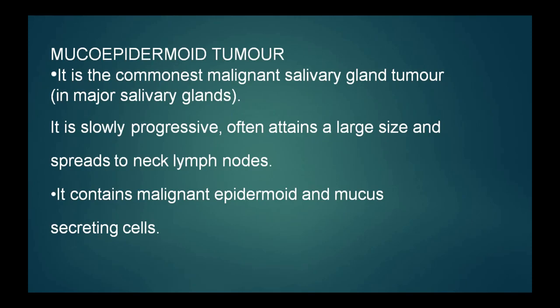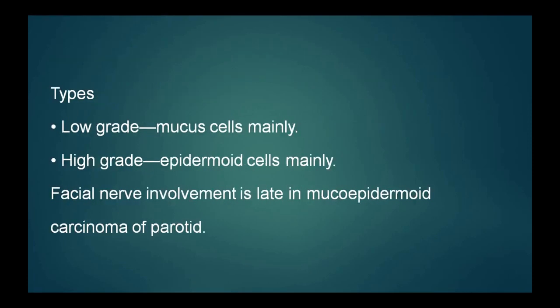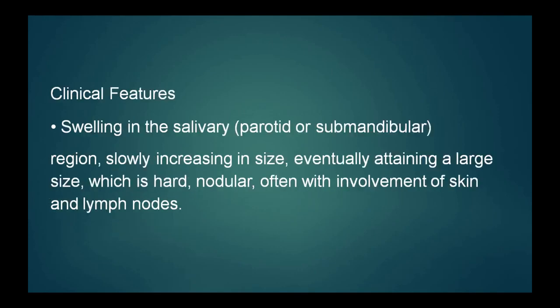It is slowly progressive, often attains a large size and spreads to neck lymph nodes. It contains malignant epidermoid and mucus secreting cells. So there are two types of mucoepidermoid tumor. When the mucus cells predominate over epidermoid cells, it is low grade, and it is high grade if the epidermoid cells predominate. Facial nerve involvement is late in mucoepidermoid carcinoma of the parotid.